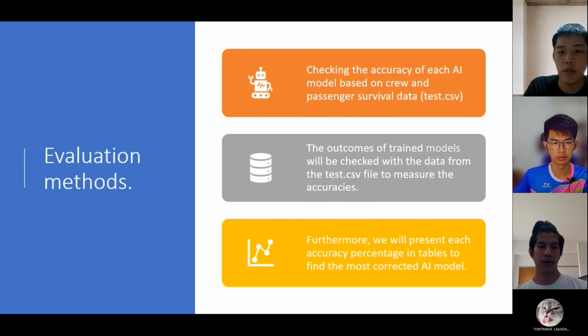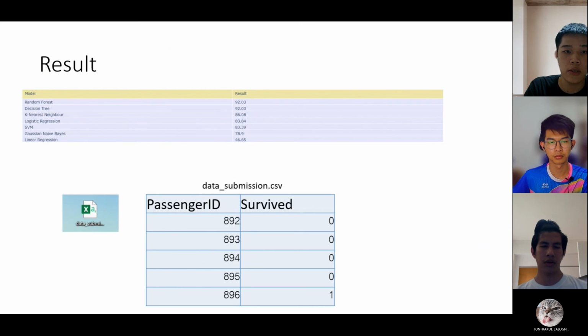So for the evaluation method, we'll check the accuracy of each AI model, and the outcome will be checked with the data from the test.csv file, and we'll present the accuracy percentage in the table to find the most correct one. And this is our result.